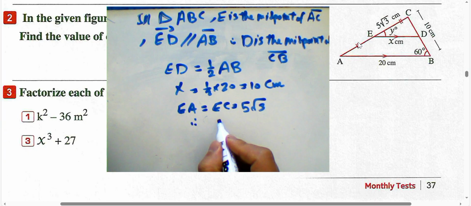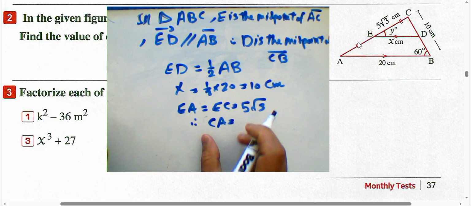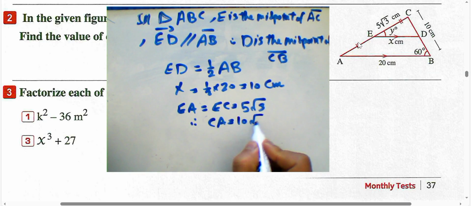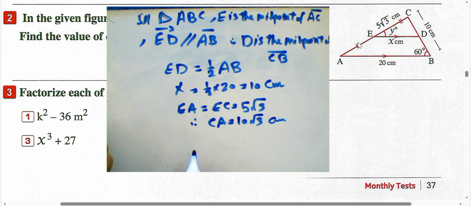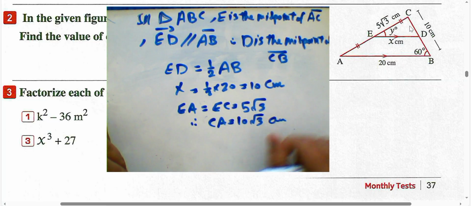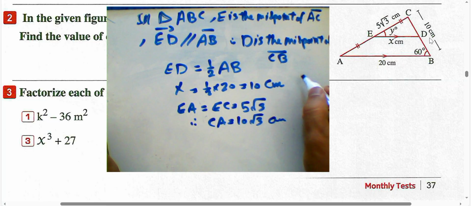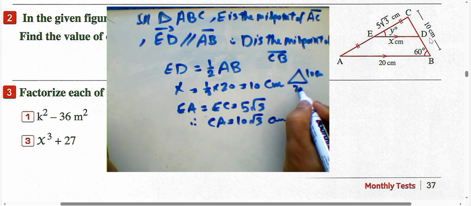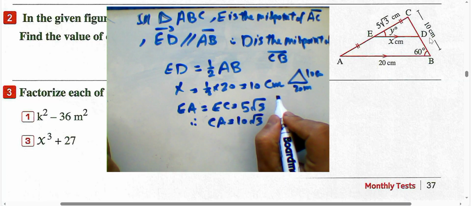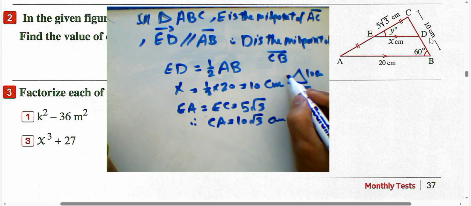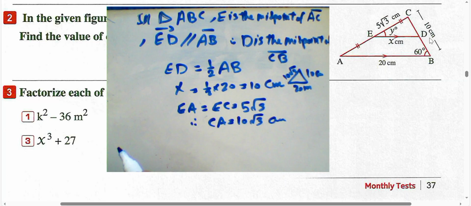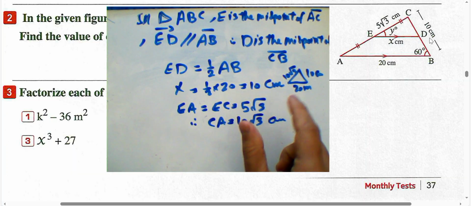Then line segment CA will be equal to what? CA will be equal to 10 root 3. Okay, now 10 root 3 centimeter. We can prove that the measure of angle C here equals 90 degrees. How is this? We have the side lengths. Look here, this outside triangle: this side length is 10 centimeter and here 20 centimeter, and this line segment was 10 root 3. Now we can prove this triangle is right.